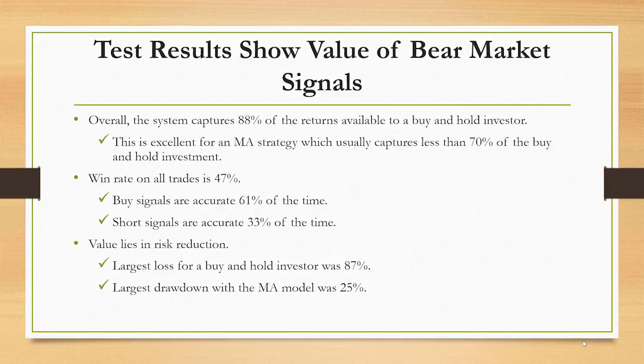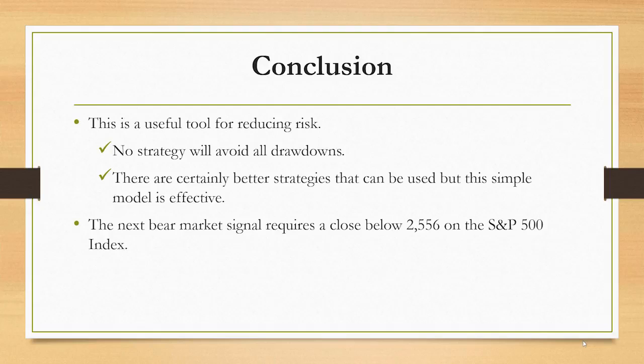The value of this strategy is in how it reduces risk. If you were a buy and hold investor in the S&P 500 since inception, the largest loss you faced would have been 87%. Twice since 1999, you would have had losses of more than 45%. Using this model, your largest loss would have been only 25%. That's a dramatic reduction in risk. And that means this is a useful tool if you're concerned about reducing risk.